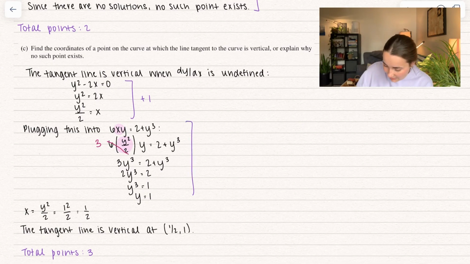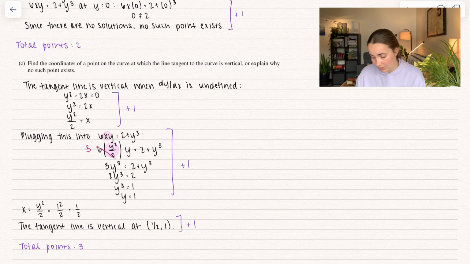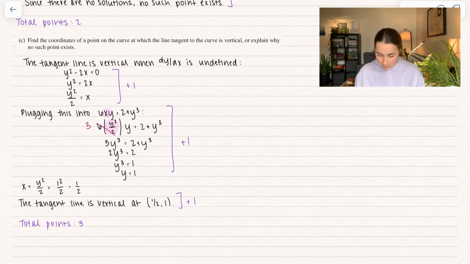The second point is finding what the y value is equal to. And then the third point is plugging it in, finding the x value, and saying where the tangent line is vertical. So you have to say it as a point. Make sure you do x comma y. It's easy to switch them around when you're in AP test mode. But that's where you get your 3 points.